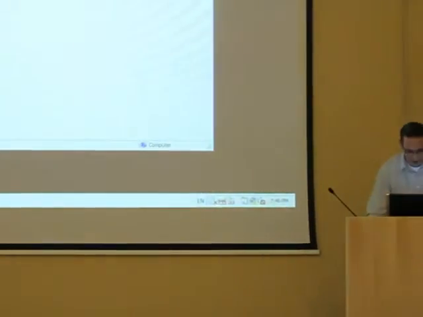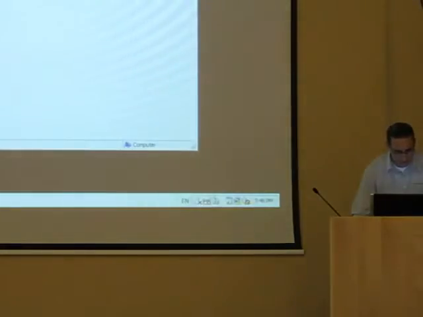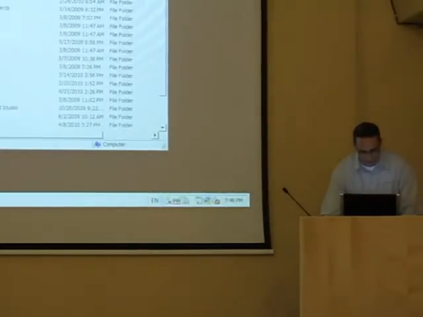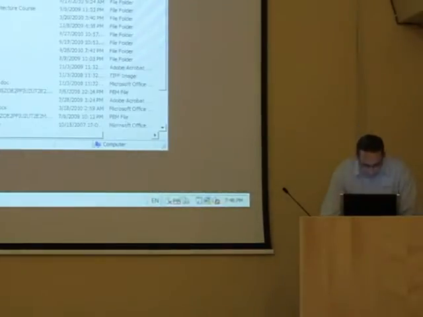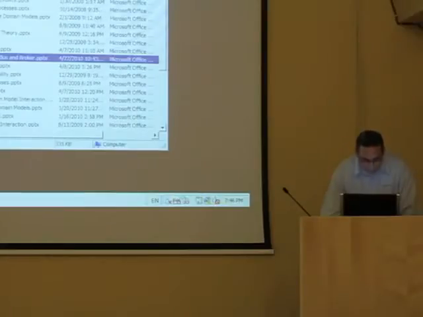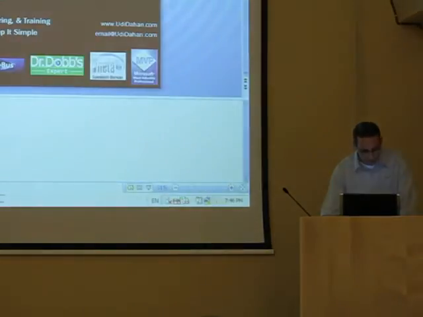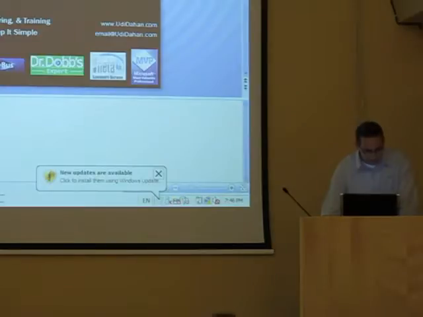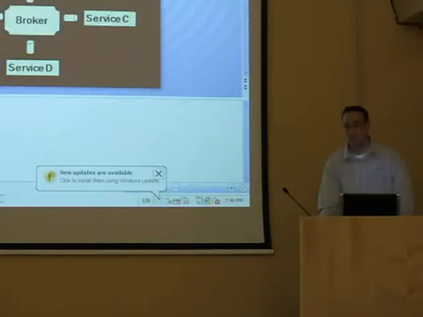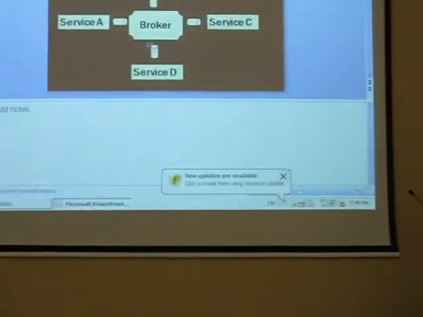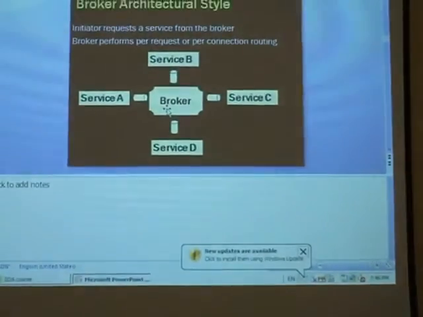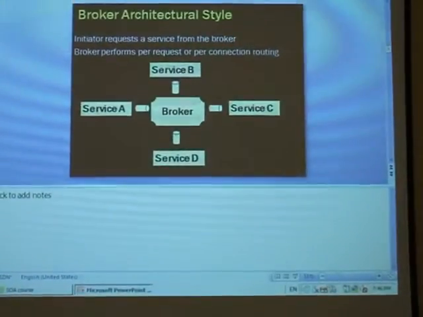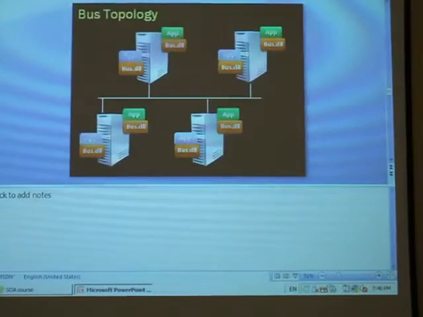So going back to our original picture. When talking about a bus, this is a picture of a broker. The thing in the middle that is doing everything, and there's no communication without it. The concept of a bus is quite different.